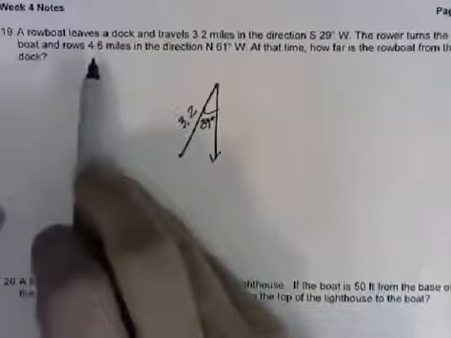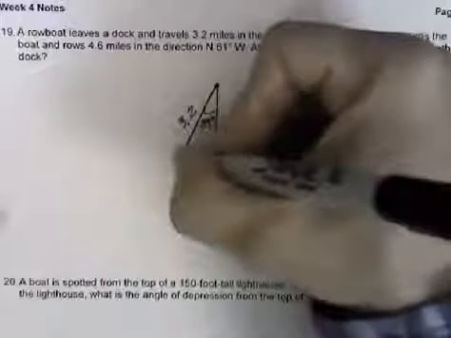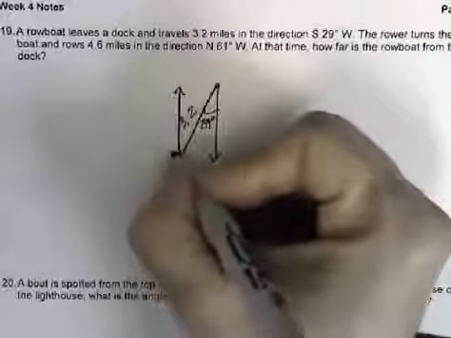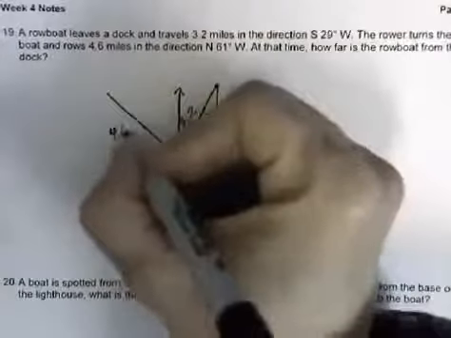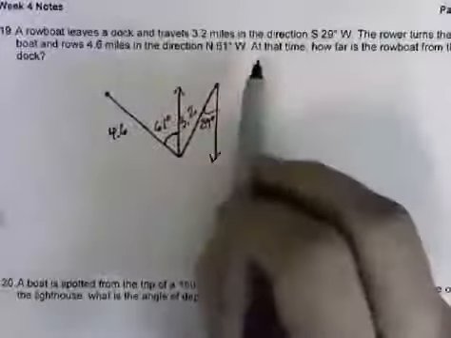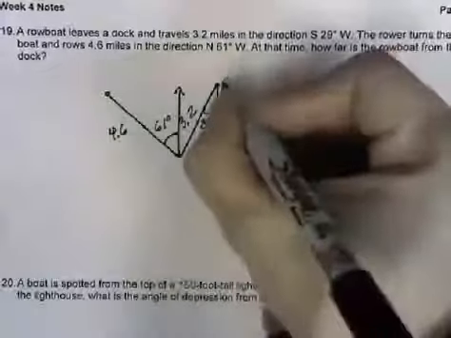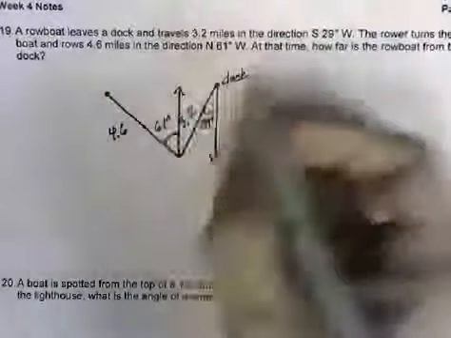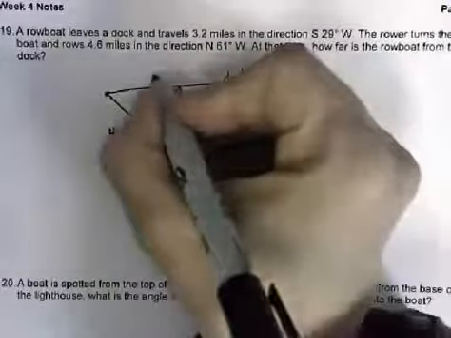The boat turns and goes 4.6 miles in the direction north 61 degrees west. So from here, I've got due north, and I'm going 61 degrees west from there, which would be about like that. And this one is 4.6 miles. There's my 61 degrees. And then I'm trying to find out how far the rowboat is from the dock. So this was the dock, and this is where the rowboat is now. What I'm trying to find is the length of this side over here.